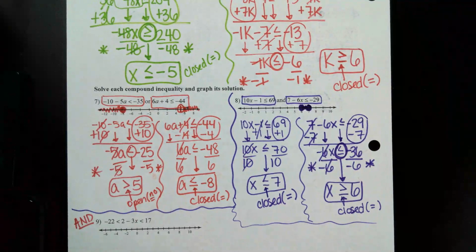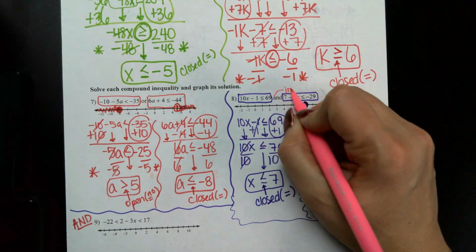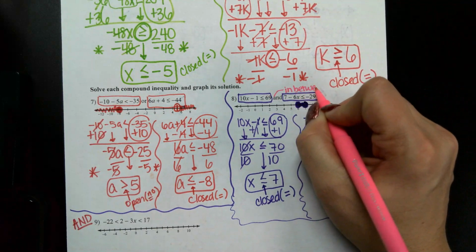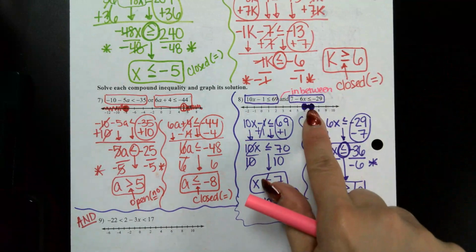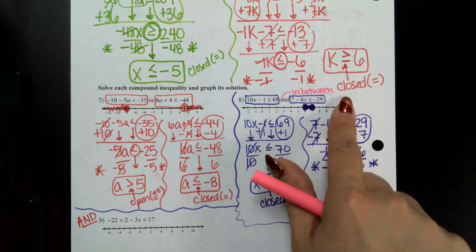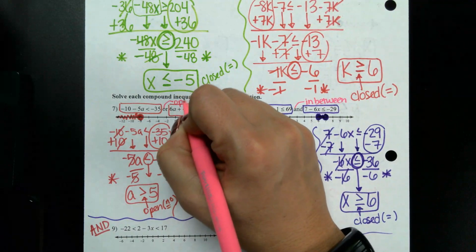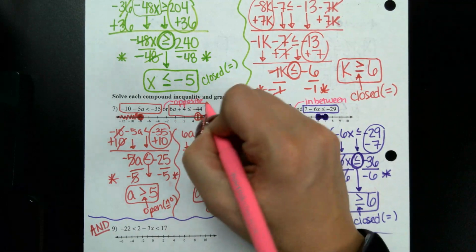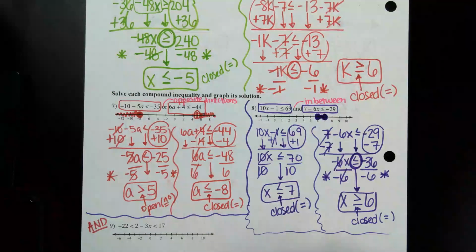I'm going to write on there, I don't know if you need this or not, but "and" will be in between. I'm just talking about the shading here. So if you see that word "and," you make sure you shade in between the two circles. And if you see the word "or," opposite directions, or you can say like shade out.